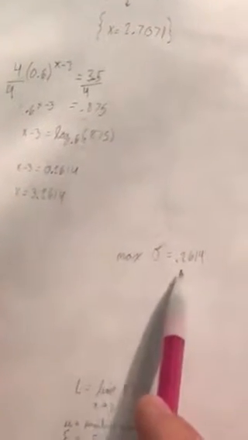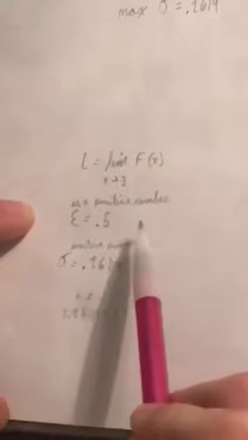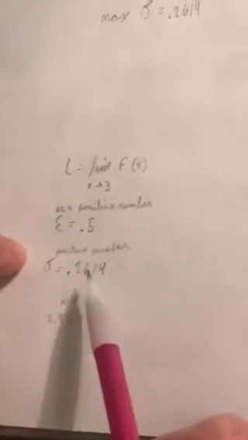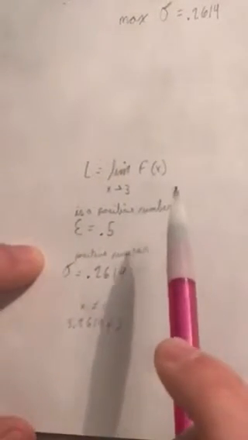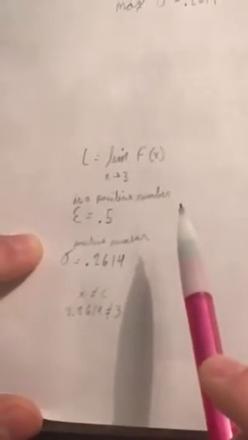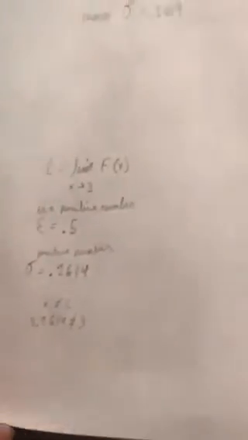And again, our delta is 0.2614, and this fits the bill of a limit because our given epsilon is a positive number, and our delta is also a positive non-zero number, and x does not equal c in both cases. And so that's how we solve it.